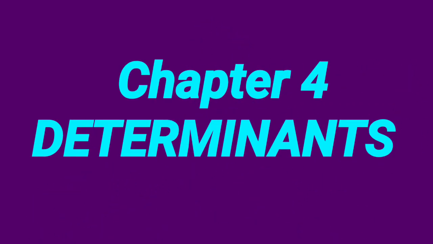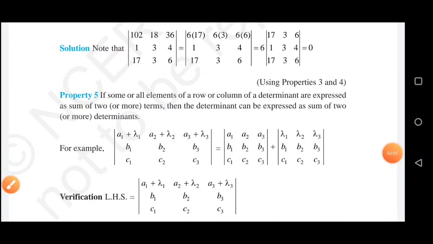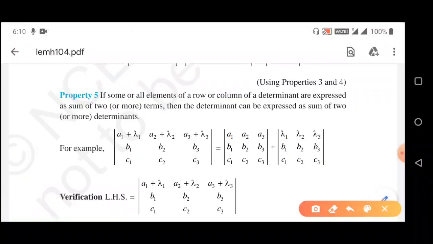Here we are doing the chapter determinants. This is property 5. In property 5 it is given that if some or all elements of a row or column of a determinant are expressed as sum of two or more terms, then the determinant can be expressed as sum of two or more determinants. So, what is given in property 5?